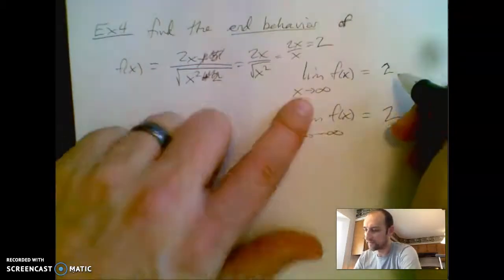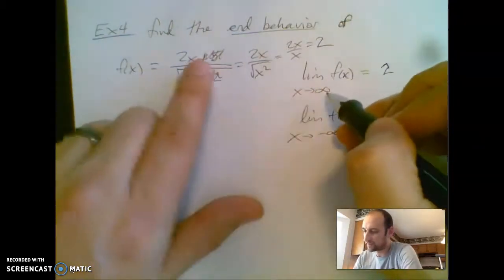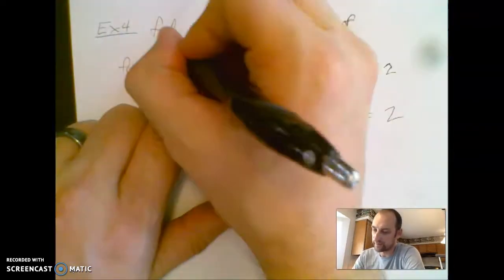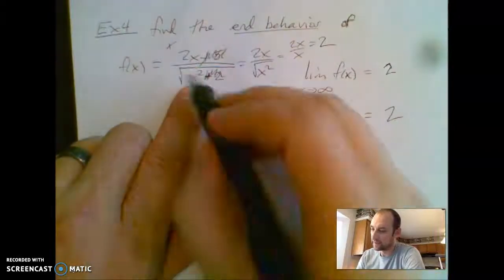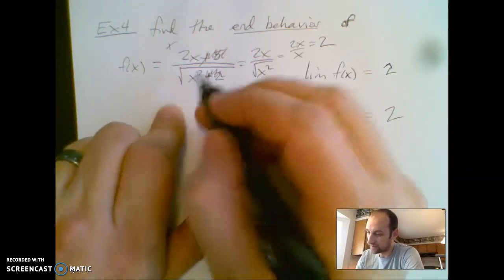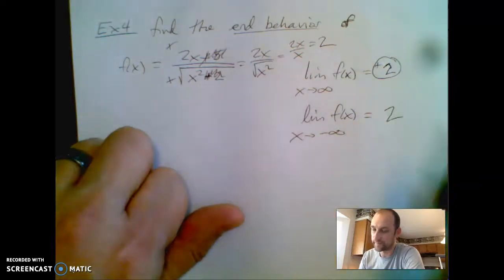Because, think about it, this is where you got to double check at the end. If I put a huge positive number in the original problem, 2 times a huge positive number leaves you with a positive. Here I take a huge positive number, I square it, which makes it even more huge and positive, and then I square root it, which still results in a positive. So this answer is actually correct.